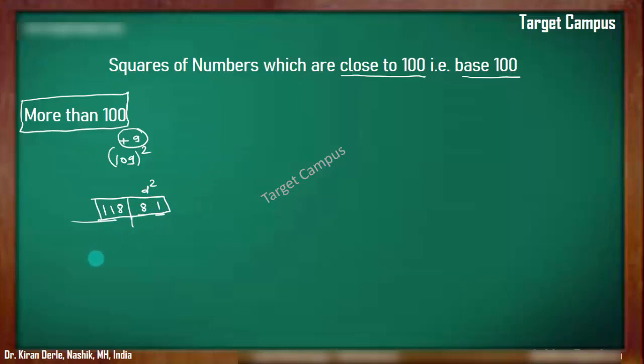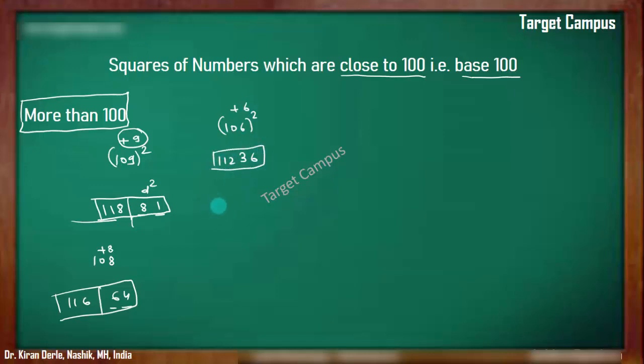One more example, 108 square. This is plus 8, and plus 8 square would be 64. This part will have two digits always. 108 plus 8 comes here, that is 116, and 64. Suppose 106 square is asked. This is plus 6, square is 36, and 106 plus 6 is 112. That's the square. I hope you are getting this point.